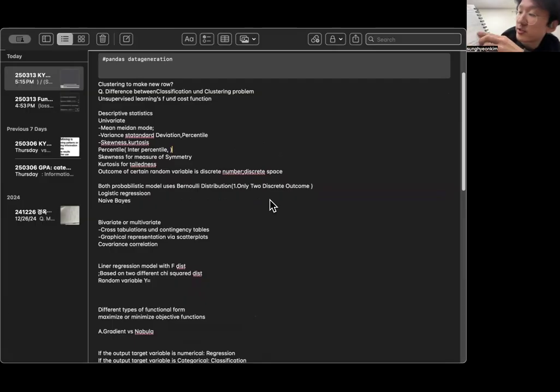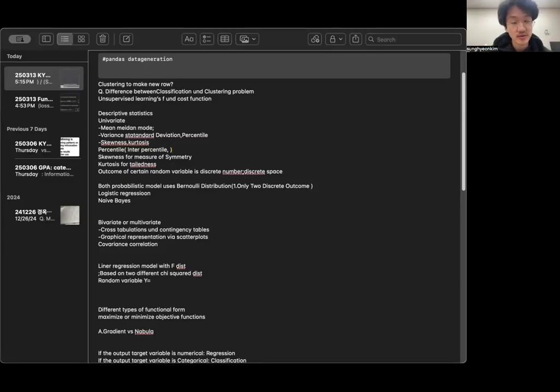For the Bernoulli distribution, we define the probability that x equals 1 as p, and the probability that x equals 0 as 1 minus p. Then we can write the probability mass function as p to the power k multiplied by (1 minus p) to the power 1 minus k. And this is the Bernoulli distribution.